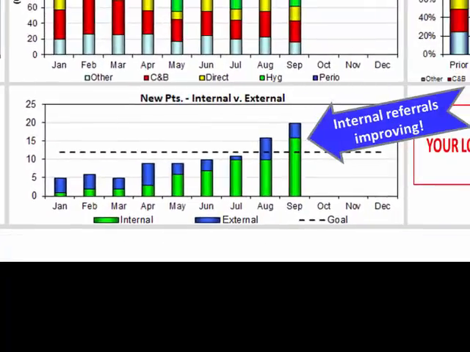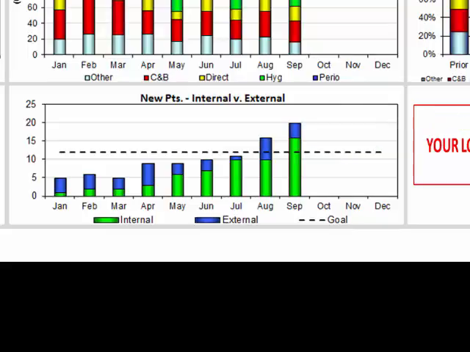Down bottom center, here's your number of new patients broken down further by internal versus external referrals, and you know you'd like 70 to 80% of your referrals to be internal. You can put your logo in the lower right hand corner, or since this is just very elegant Excel, we could add another chart.